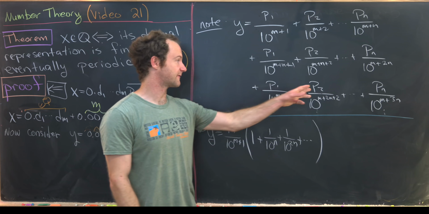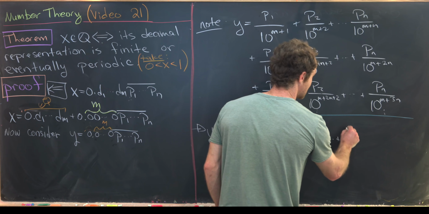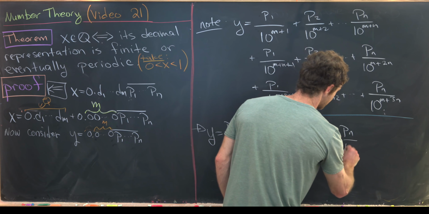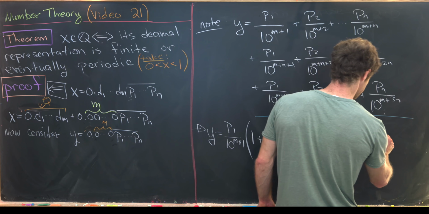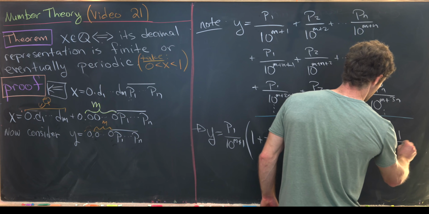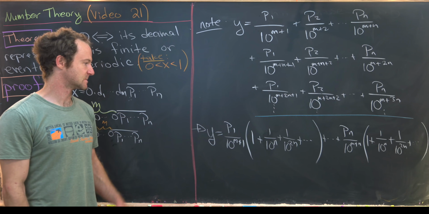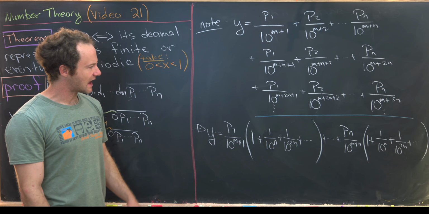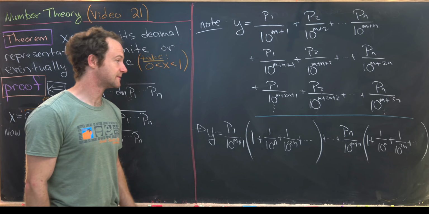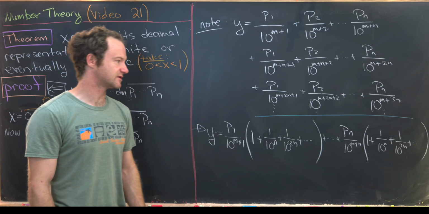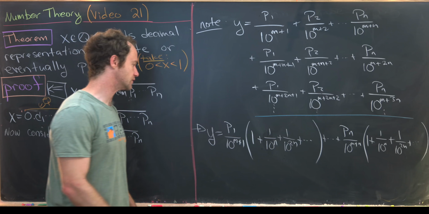Then I've got something similar for the next term and the next term and the next term. So I'll just put plus dot, dot, dot, dot, and then my last one will be pn over 10 to the m plus n. And then I'll have 1 plus 1 over 10 to the n plus 1 over 10 to the 2n plus dot, dot, dot. Like that. Okay, nice. But now the important thing to notice is that each of these is a geometric series. And since each of these is a geometric series, we can use the standard formula for the sum of a geometric series to find a closed form.